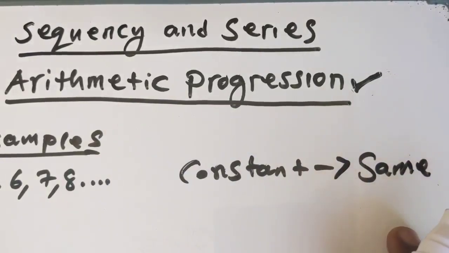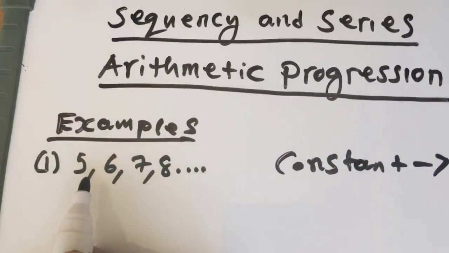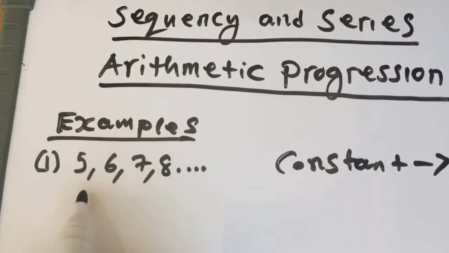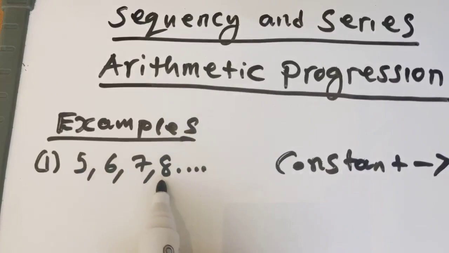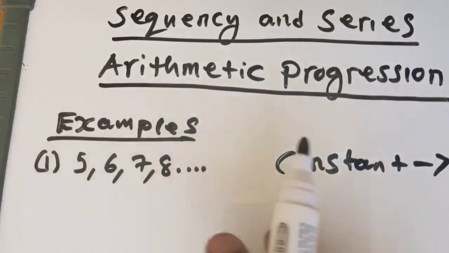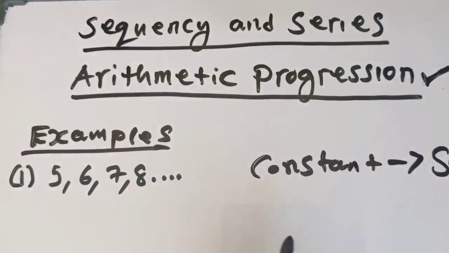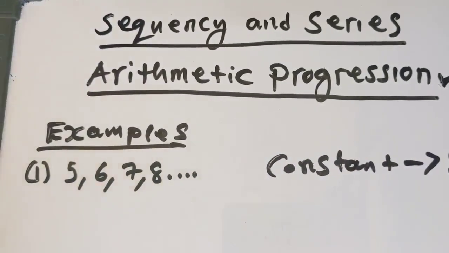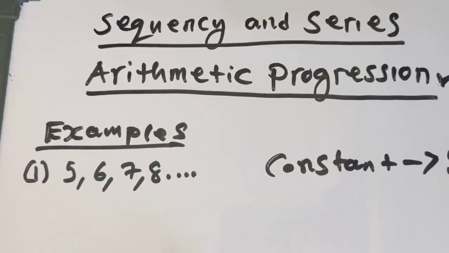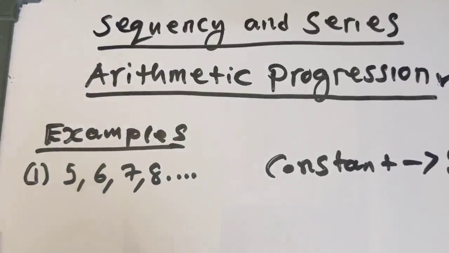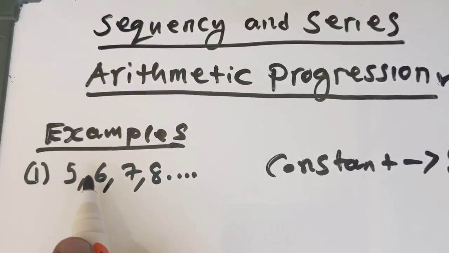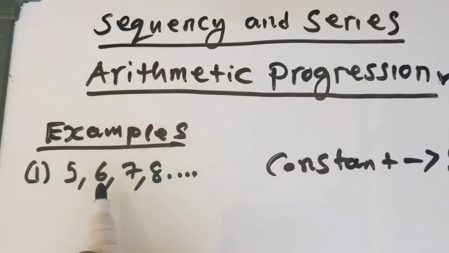So each term, these are terms. We call it term 1, term 2, term 3, term 4, going this side. There are a number of terms. You may reach term 100, term 200, going like that. But as long as it is an arithmetic progression, this is how you can know: each term is formed by adding a constant number.